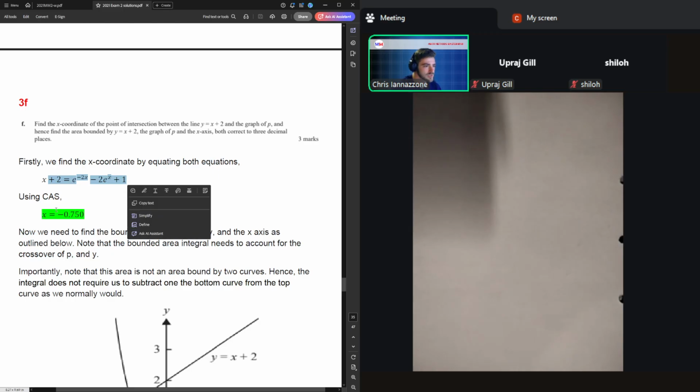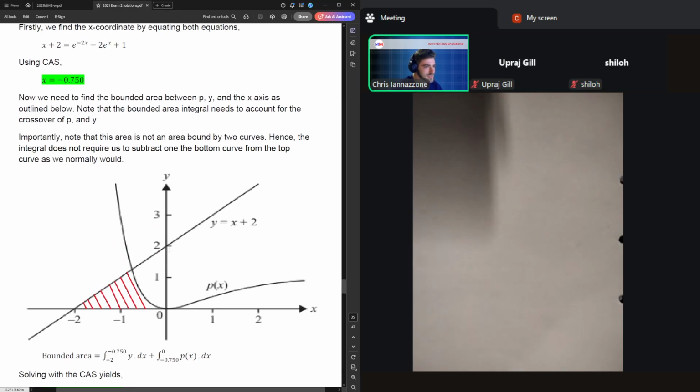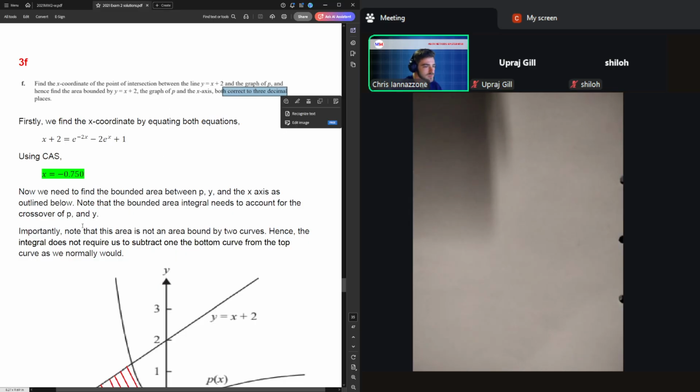Just make the two functions equal to each other like you always would, and then CAS solve. And then give to however many decimal places they wanted.